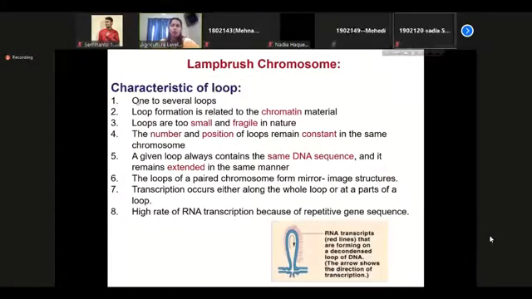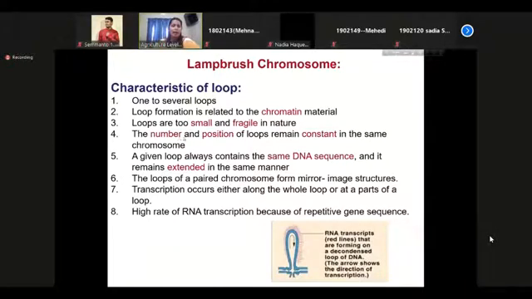Characteristics of loops. The number of loops varies. It depends on the chromatin material. If the chromosome has a huge amount of chromatin material, it can produce many loops. If it has a small amount of chromatin material, it can produce a small number of loops. It depends on how much genetic information exists in the chromosome. Loops are too small and fragile in nature. They are very small, but you can see them with a very high power microscope. And they are fragile. They cannot persist for a long time. They are produced, synthesized, and then disappear again.